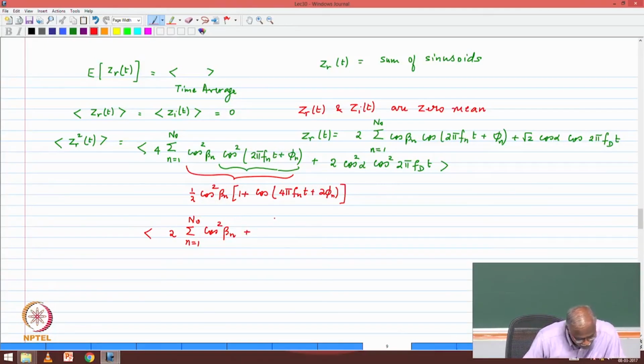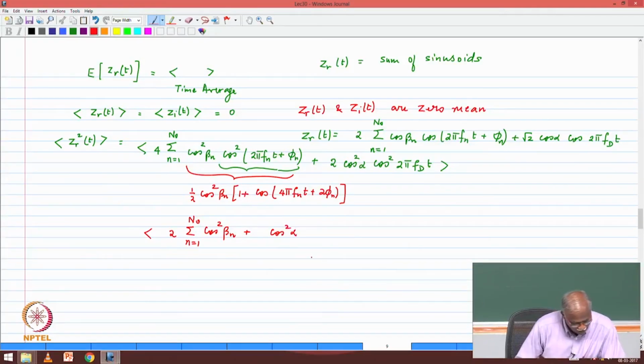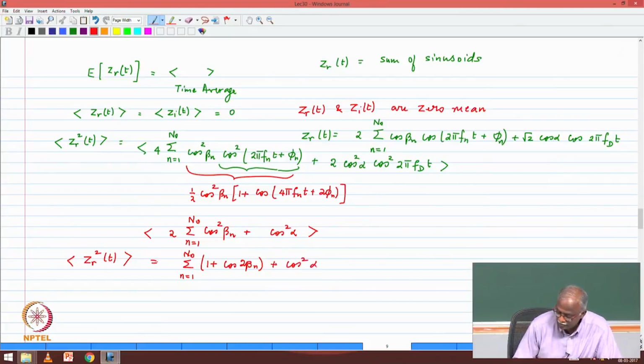Wait, I think I've made some mistake. Oh, no, it's correct. 2 times cosine squared beta n plus cosine squared alpha. I need to take the time average, but basically there is no time dependence on this. This is the expression that we have as the time average of ZR squared of t, that is equal to summation n is equal to 1 through n naught, 2 cosine squared beta n, I am going to write it as 1 plus cosine 2 beta n, plus cosine squared alpha. So this is the expression that we have for ZR squared.